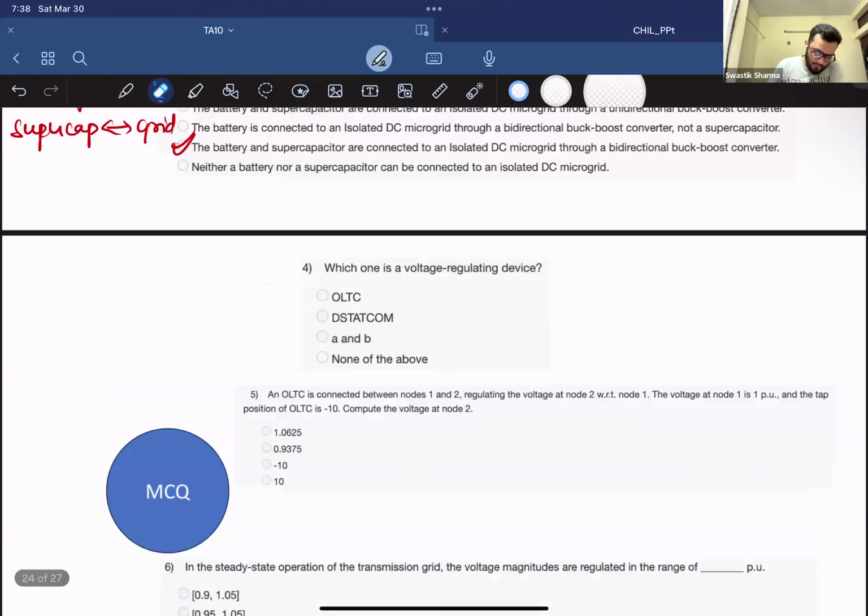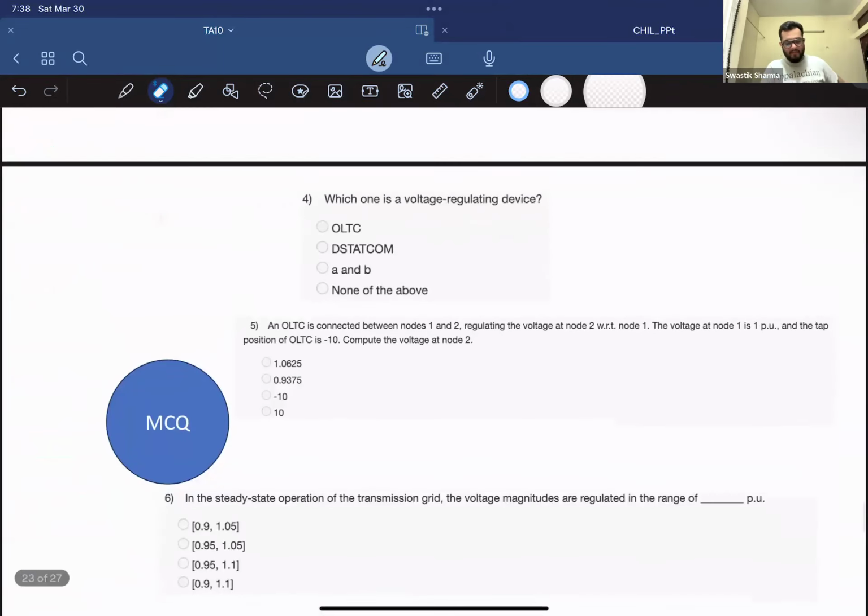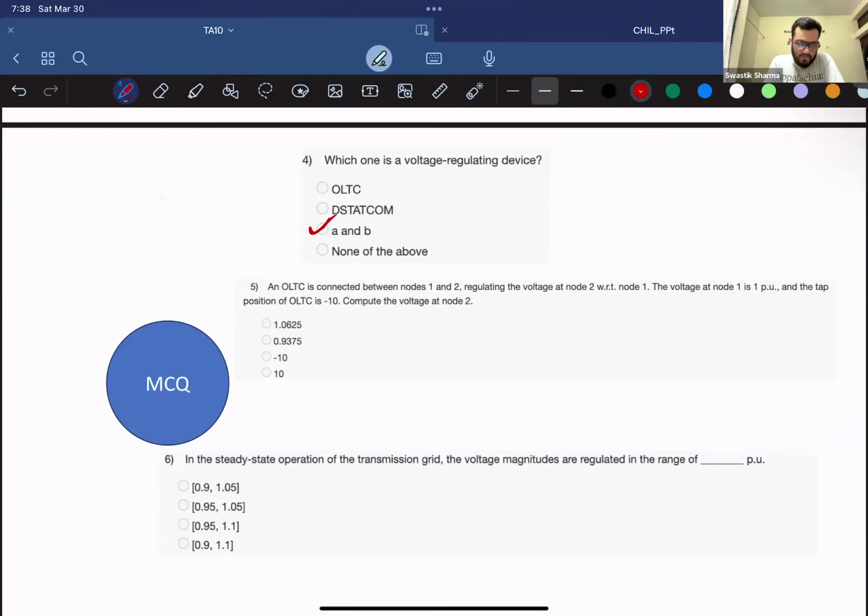Yes. So both OLTC and your DSTATCOM are voltage regulating devices. Both of them can regulate the voltages at the bus at which they are connected. Now, an OLTC is connected between nodes 1 and 2, regulating the voltage at node 2 with respect to node 1. The voltage at node 1 is 1 per unit, and the tap position of OLTC is minus 10. Compute the voltage at node 2. Who will tell me the correct answer?